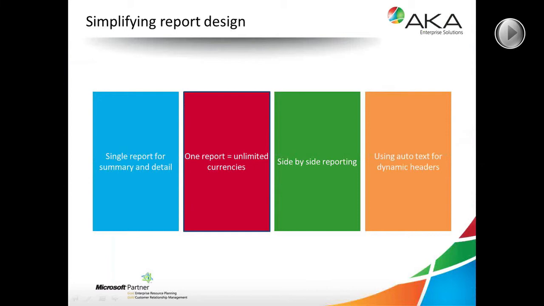And if you want to do some side-by-side reporting, a good example would be a balance sheet. Maybe you want the assets on one side and the liabilities on the other. You can now do side-by-side reporting within a row set. And you can also use some auto text for dynamic headings.